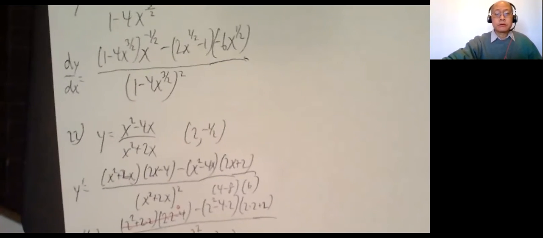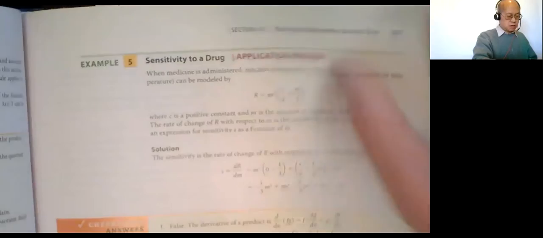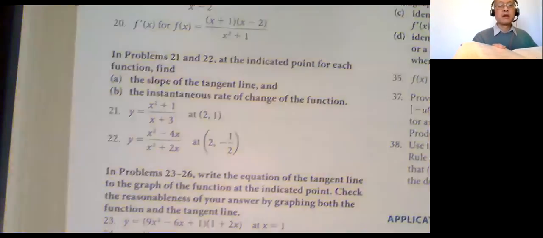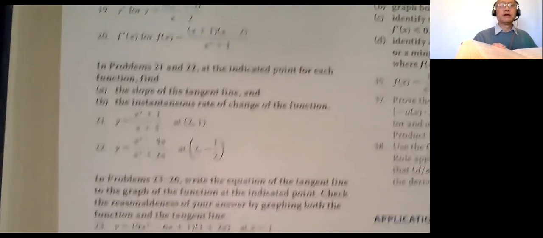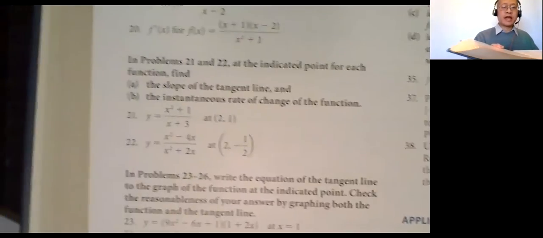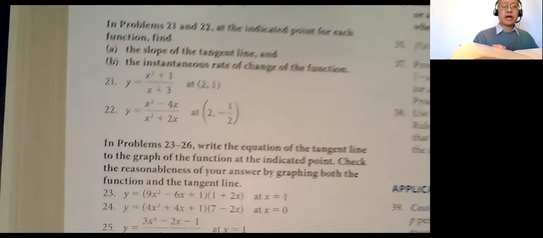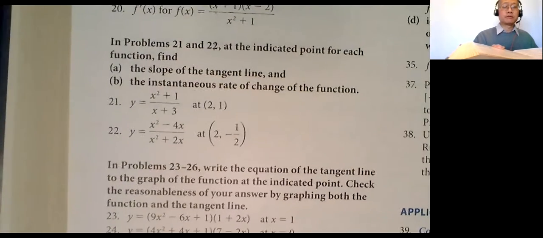All right, so 22. Slope of the tangent line, derivative. Instantaneous rate of change, derivative. So once again, A and B, same answer. And they give you a point, 2 comma negative 1/2 or whatever.